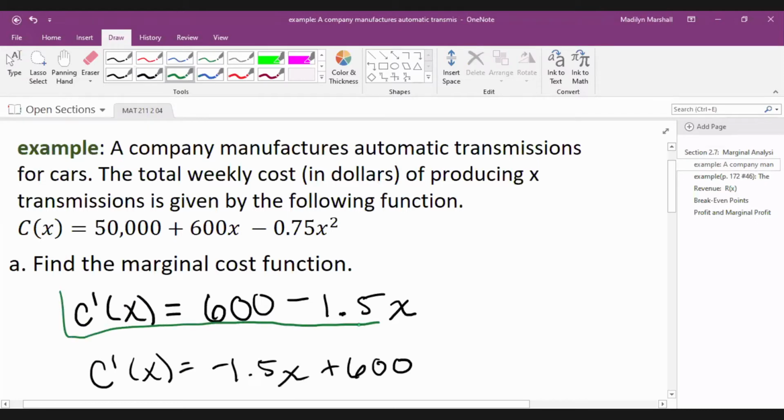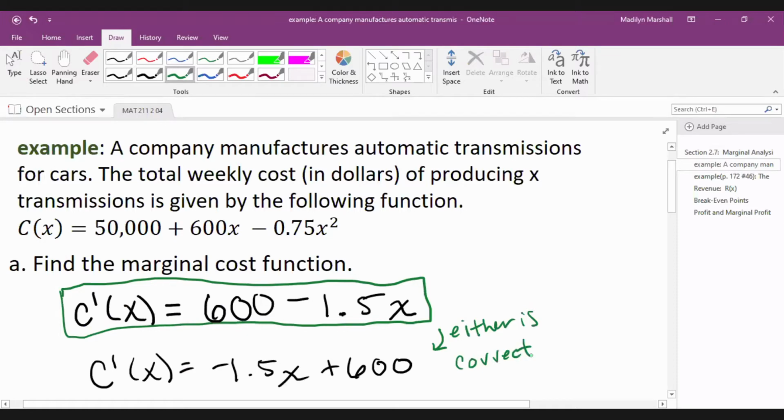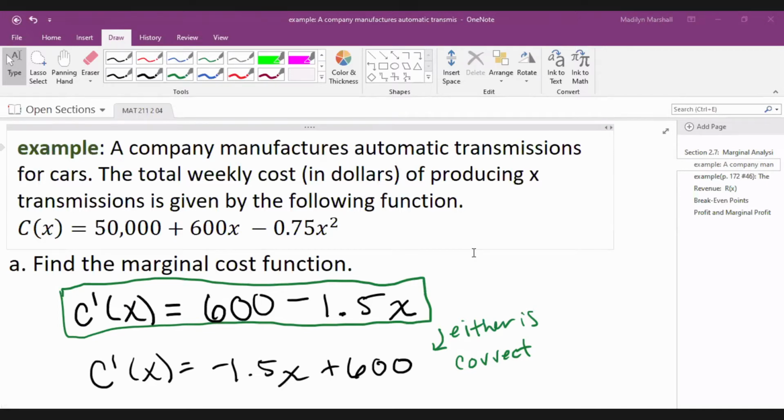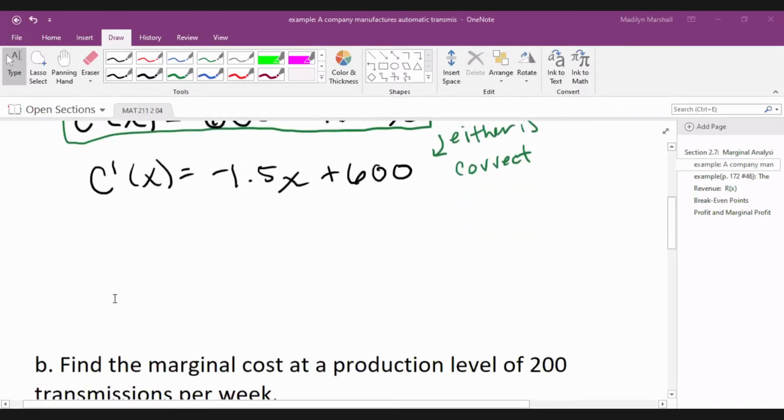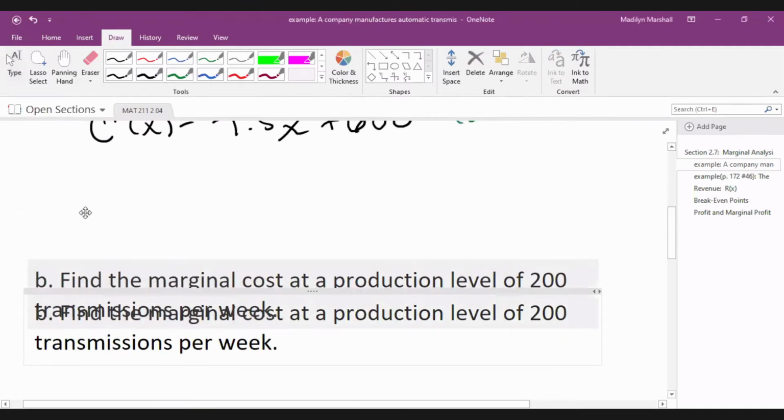So on something like this, we actually don't have any work to show, because the power rule is so straightforward. So this function is going to tell us when we change the number of units we're producing, we'll see how much the cost is changing. So let's look at part B.